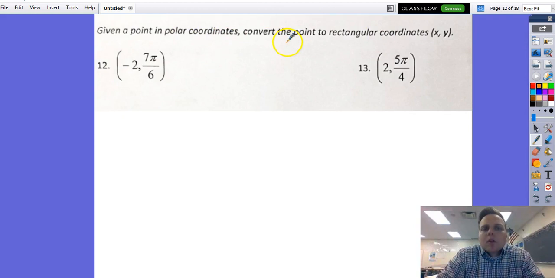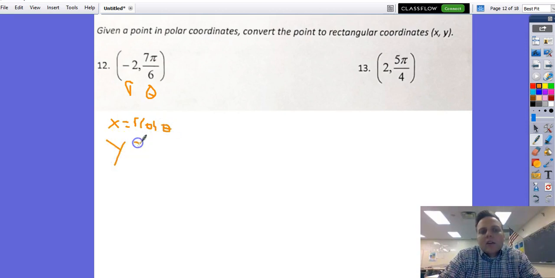Given a point in polar coordinates, convert the point to rectangular coordinates, x, y. So basically, this is a polar point. That means this is r, and this is theta. I want to change it to being an x and a y. You should remember that x is equal to r times cosine of theta, and y is equal to r times sine of theta.